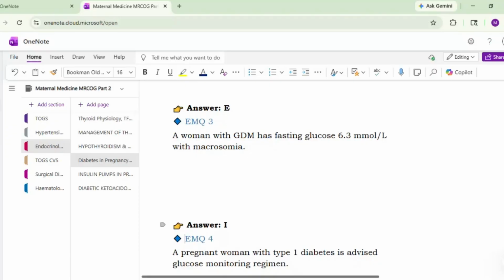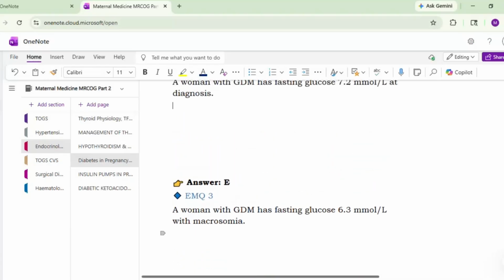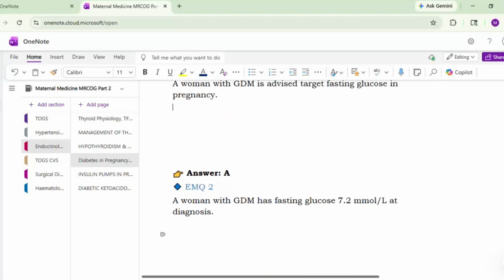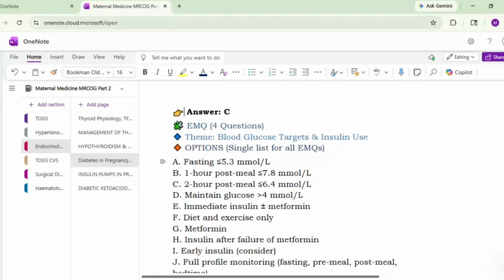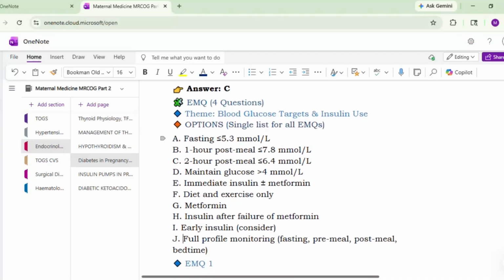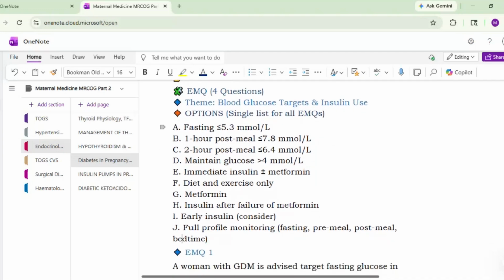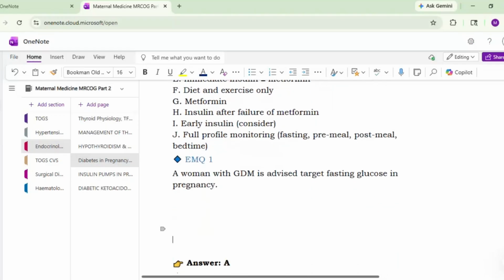Next. A pregnant woman with type 1 diabetes is advised which glucose monitoring regimen? We have discussed this: 7 samples. Full profile monitoring: fasting, pre-meal, post-meal, and bedtime.